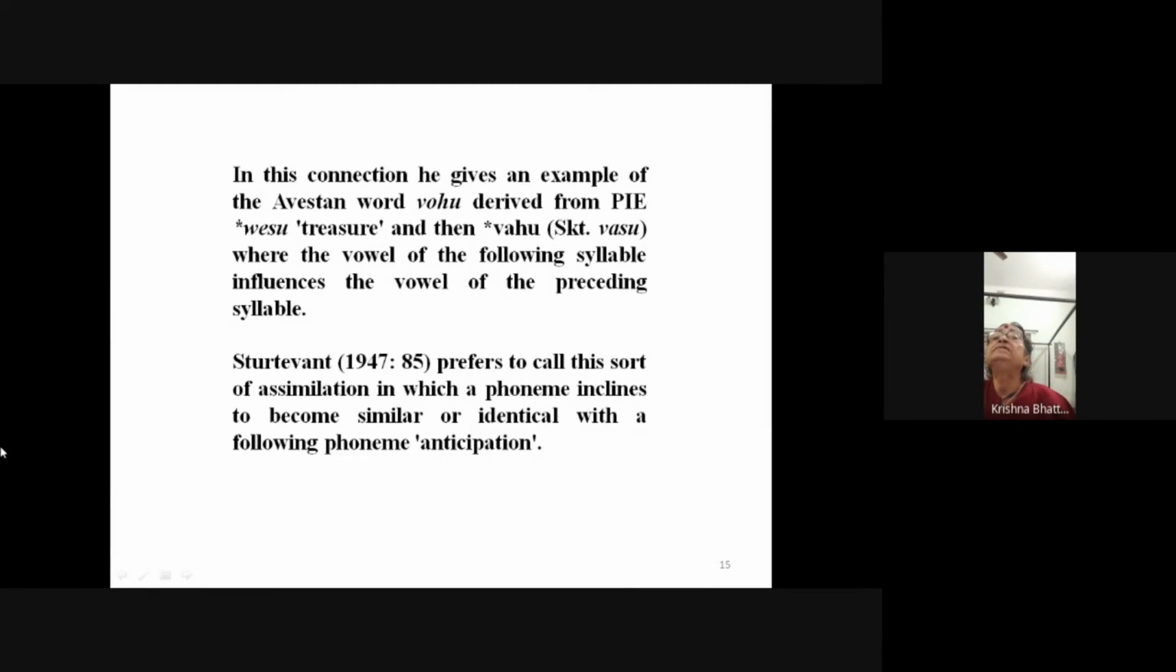In this connection, he gives an example from the Avestan word vohu. Sturtevant gives this example: vohu, derived from Indo-European wesu, meaning treasure. Then vahu changes to vohu in Avestan, and a changed to o because of u in the next syllable. Sanskrit is vasu, vasunoti, where the vowel of the following syllable influences the vowel of the preceding syllable. Sturtevant, 1947, prefers to call this sort of assimilation, in which a phoneme inclines to become similar or identical with the following phoneme, by the term anticipation.